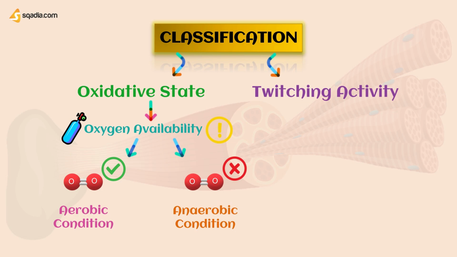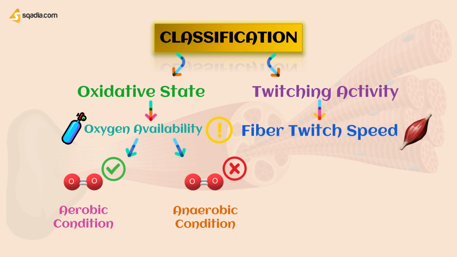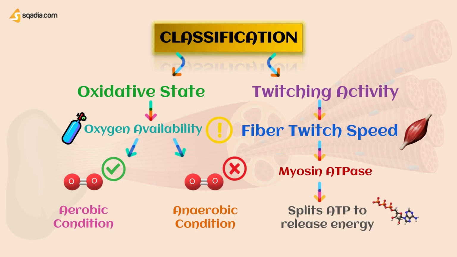Twitching activity is due to fiber twitch speed. Now you must ask, what is fiber twitch speed? Fiber twitch speed is basically determined by a muscle fiber's concentration of the enzyme, which is myosin ATPase. Then, what is myosin ATPase? Well, it is an enzyme that splits ATP and releases free energy. This energy causes the twitching.